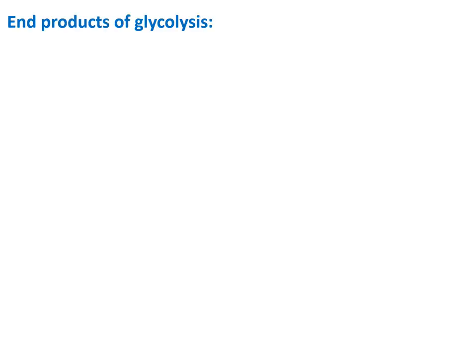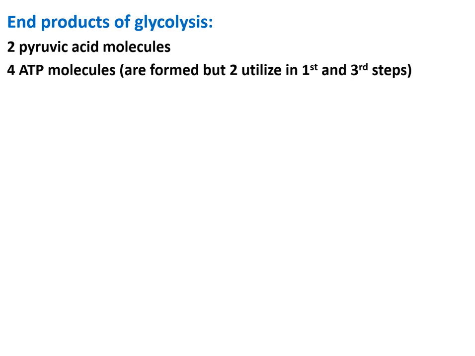The end products of glycolysis. 2 pyruvic acid molecules are formed. 4 ATP molecules are formed, but 2 are utilized, one in the first step and the other in the third step. 2 NADH plus H plus molecules.